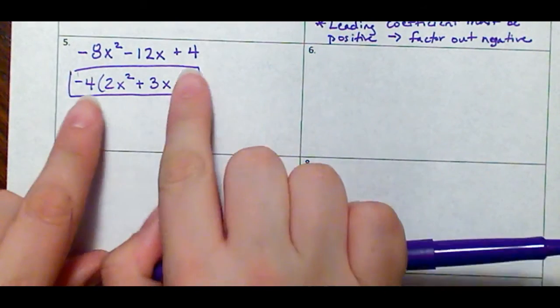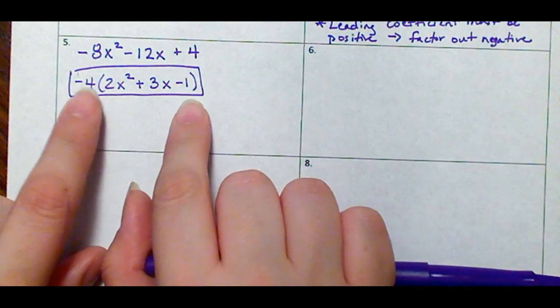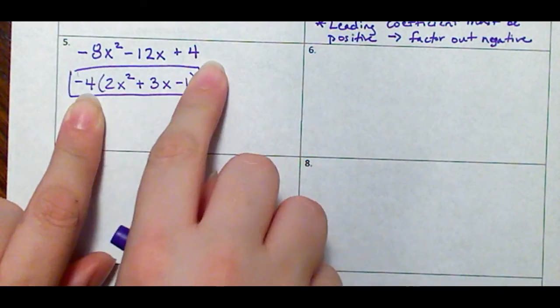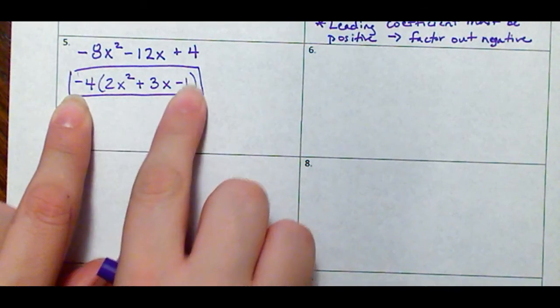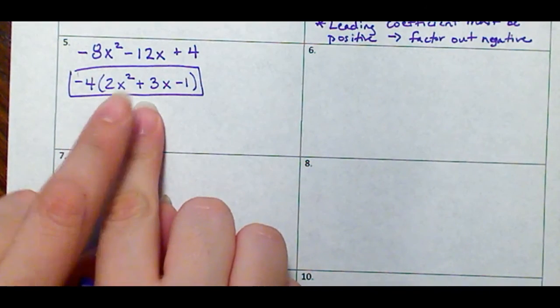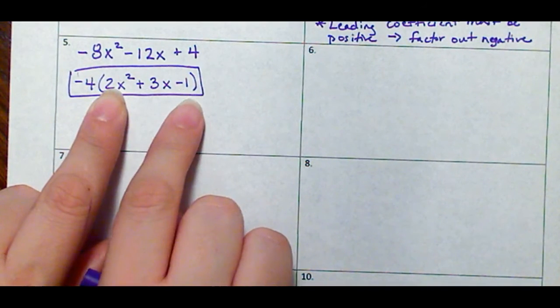Be very careful here. Some people think that's 0. It's not. Remember, you're multiplying. Negative 4 times negative 1 is what gives you the 4. Because there's 3 terms here, there should be 3 terms left over in your parentheses. Okay, you don't magically lose a term. And then notice 2x squared, 3x, and negative 1 have nothing in common other than 1.